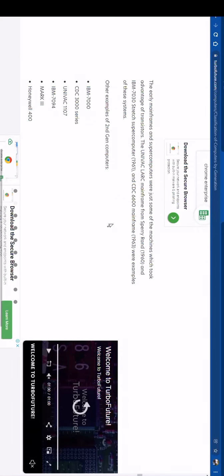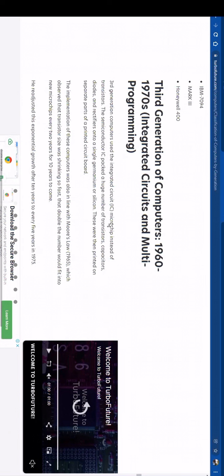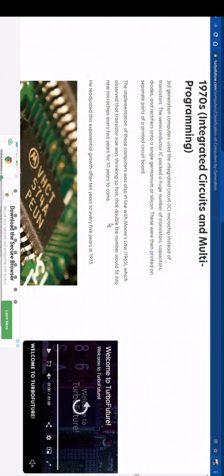Then came the era of 1960 to 70. That is the era of integrated circuits and multi-program. Era of IC, integrated circuits. Third generation computers use the integrated circuits, microchip instead of transistor.